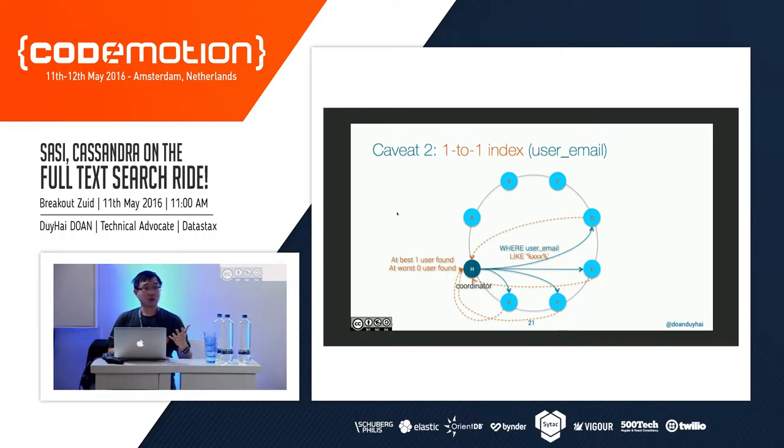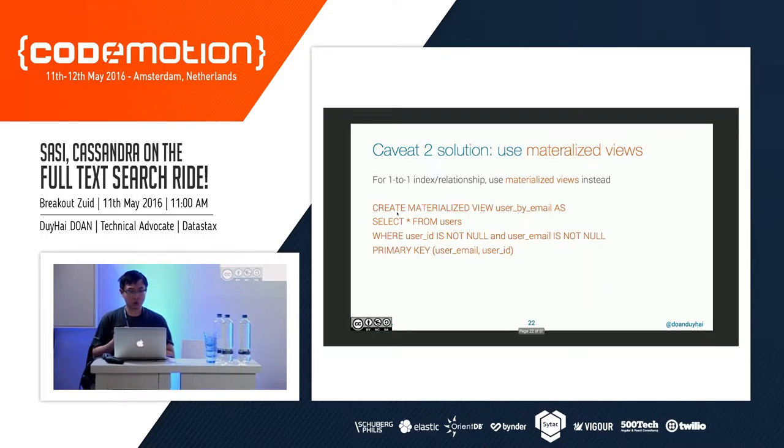So the solution for this scenario is to use the new materialized view, which has been introduced in Cassandra 3. Okay, you create a view. In fact, it is like a denormalization. You create a denormalized table for your users, called user by email, and then the primary key is the user email. So if you query this view providing the user email, because it is a partition key, Cassandra will query only one machine, even if you have a cluster of 1,000 machines. Okay, so this is the right solution for a one-to-one index.